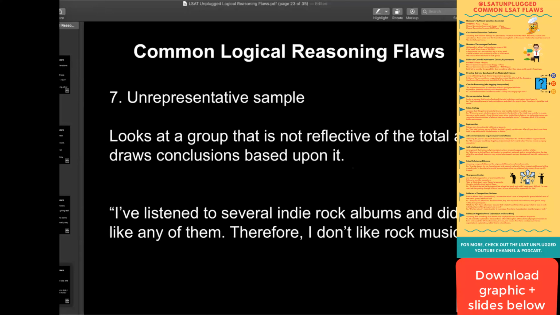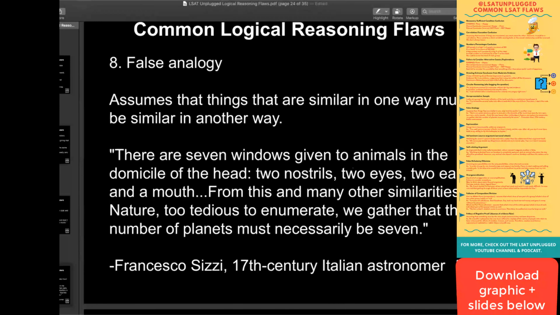All right, let's go to number 8 with false analogy. Arguments by analogy are incredibly common in general, as well as on the LSAT. An analogy is simply saying that two things that are similar in one way must be similar in another way in particular. I've got a quote here from an astronomer saying that because two things are similar in nature, they must be similar in other ways also. So they say that animals have 7 windows, nostrils, eyes, ears, mouth, and because animals and planets are similar in lots of ways in nature, therefore there must also be 7 planets.